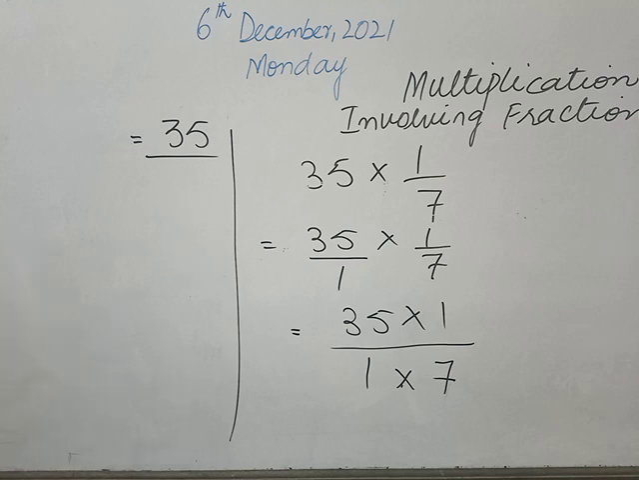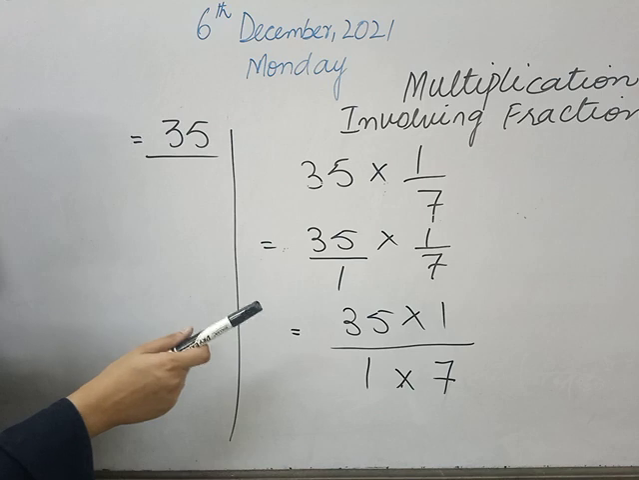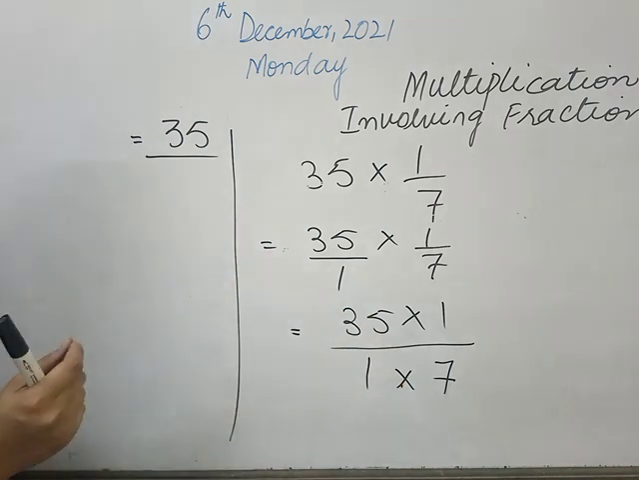Very good. Any number when you multiply it with a non-zero number, so you have a number which is non-zero.